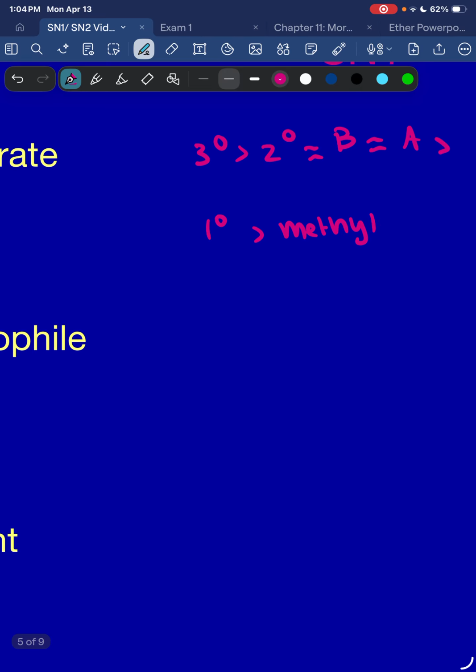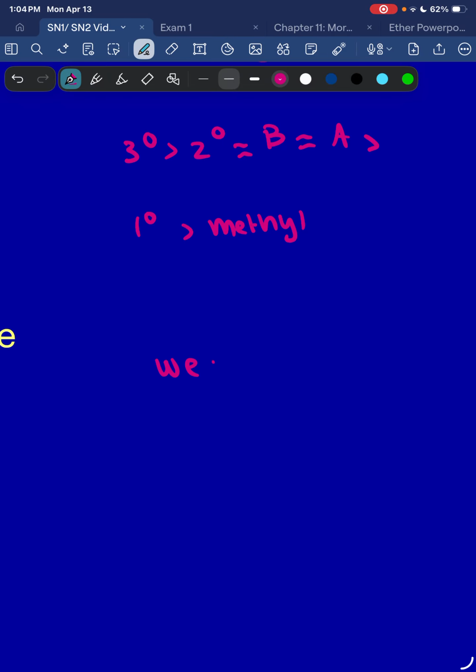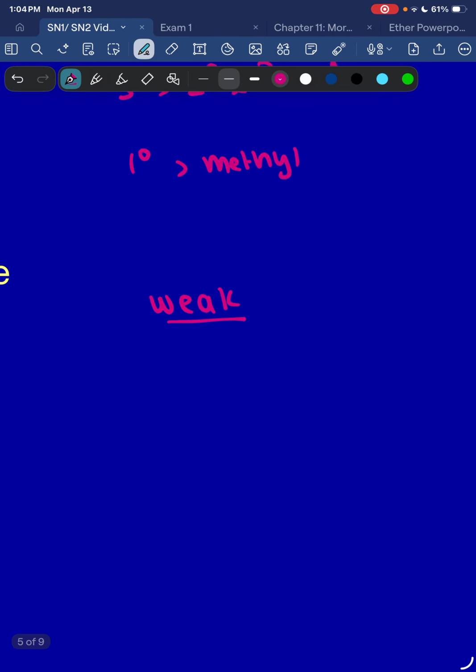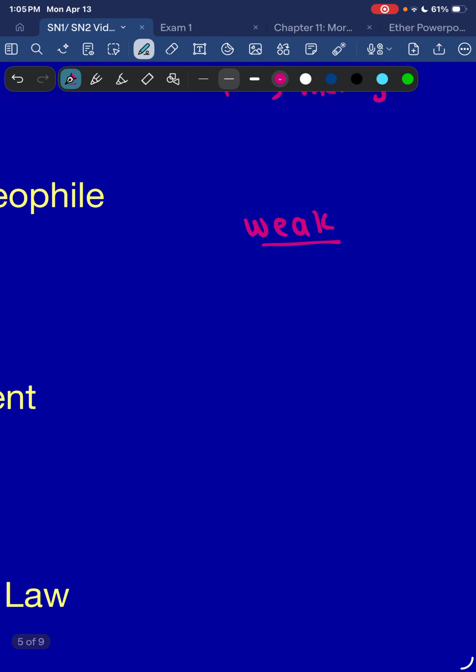From there, your nucleophile is going to want to be very weak. And your solvent is going to be polar protic in the sense that it can form H bonds. And so some good examples of that would be methanol or water. And solvolysis will occur with these.